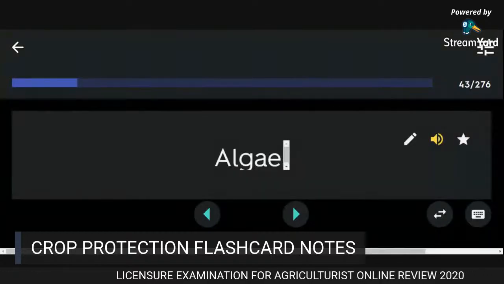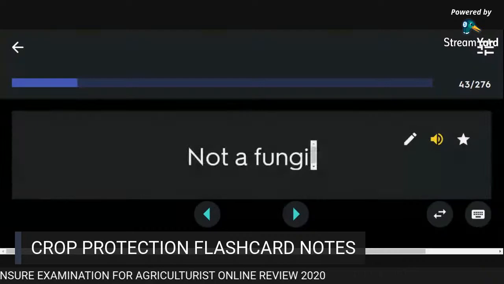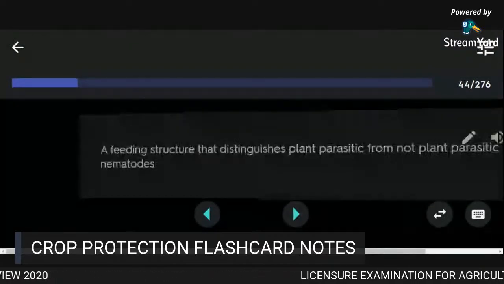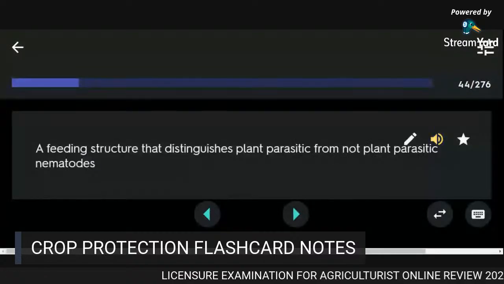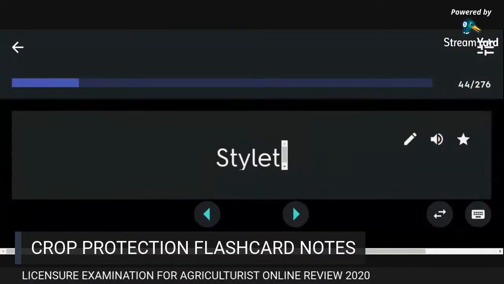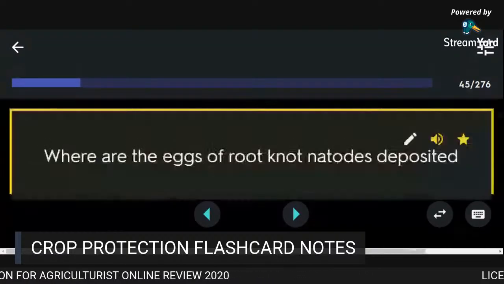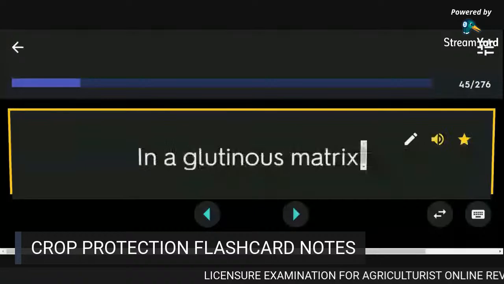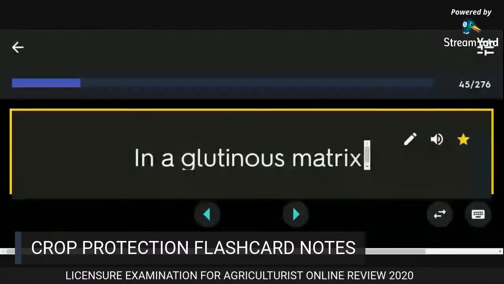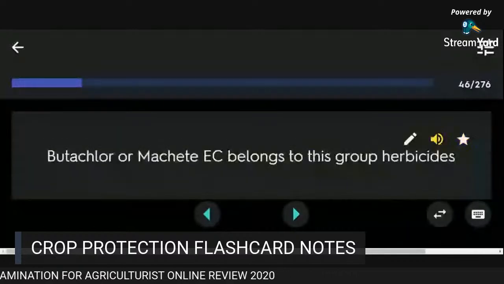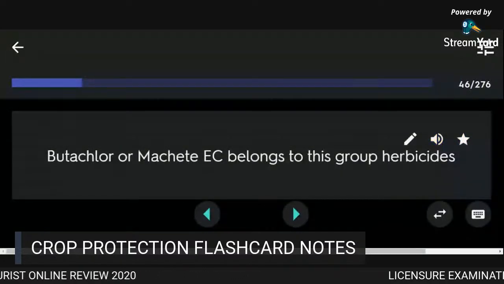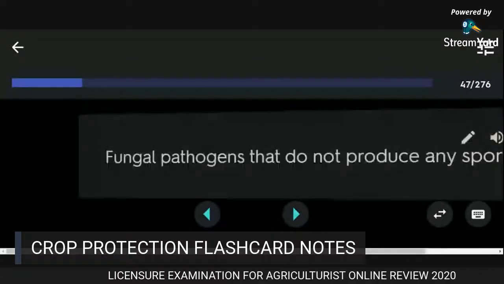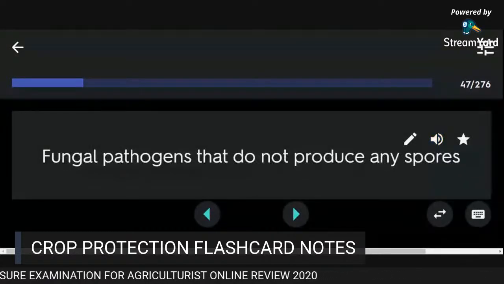Algae. Not a fungus. A feeding structure that distinguishes plant parasitic from non-plant parasitic nematodes: stylet. Where are the eggs of root knot nematodes deposited? In a gelatinous matrix. Butachlor or Machete EC belongs to this group of herbicides: amides. Fungal pathogens that do not produce any spores: Rhizoctonia and Sclerotium.